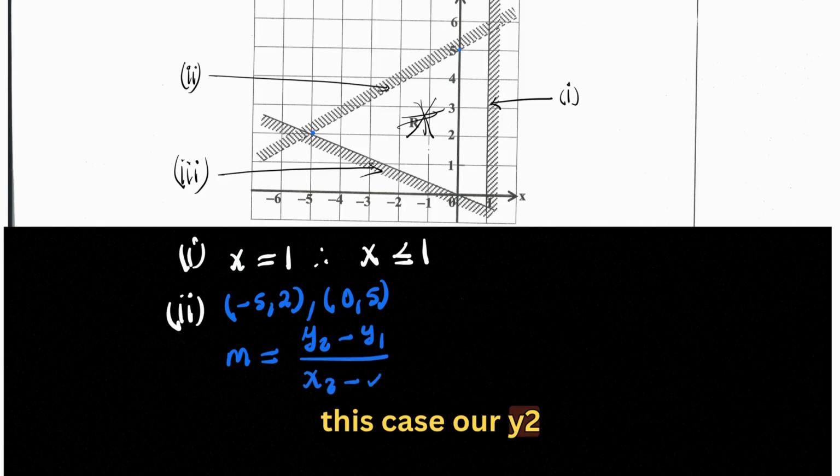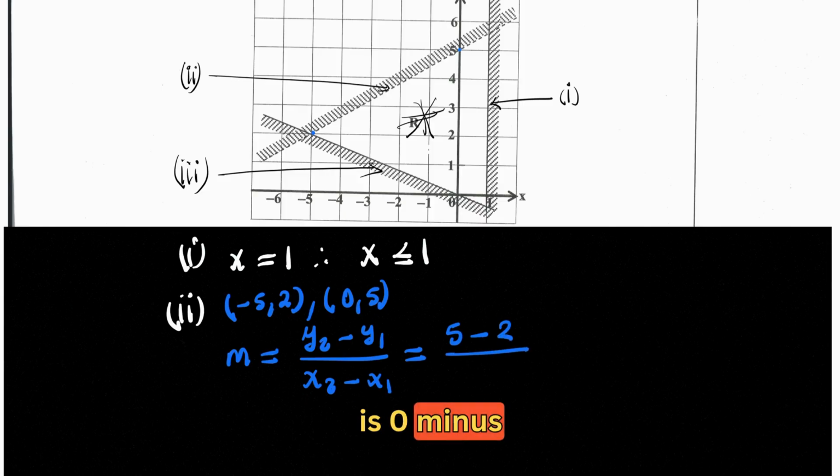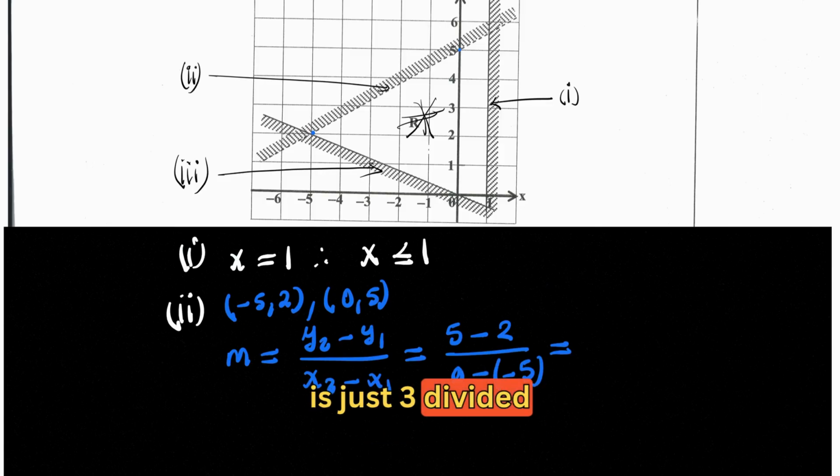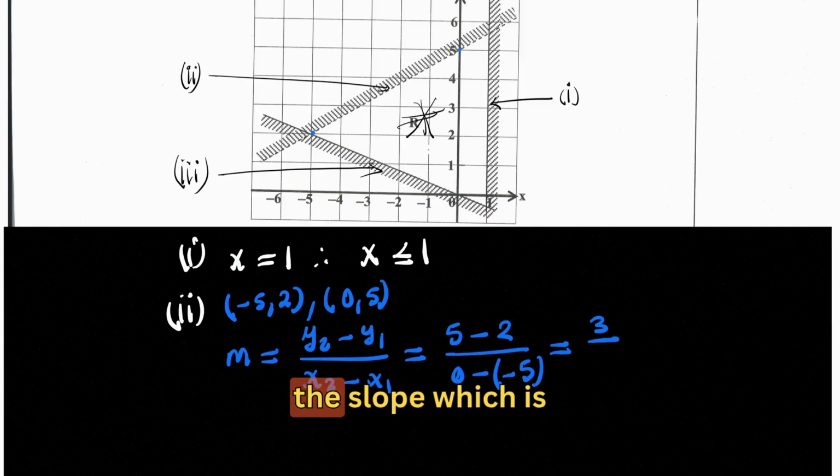In this case, our y2 we can take as 5, minus y1 which we take as 2, divided by x2 which is 0, minus our x1 which is -5. 5 minus 2 is just 3, divided by 0 minus -5 is +5. So we have the slope, which is 3/5.